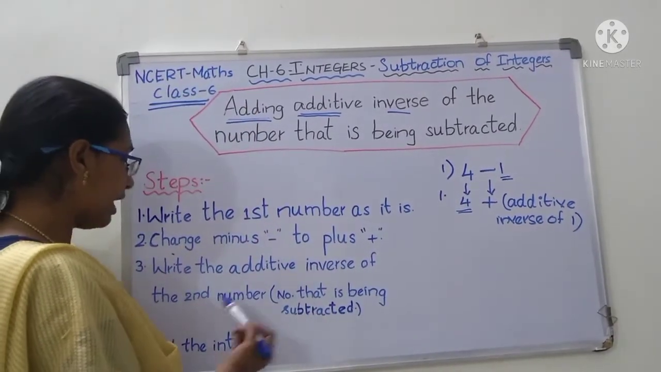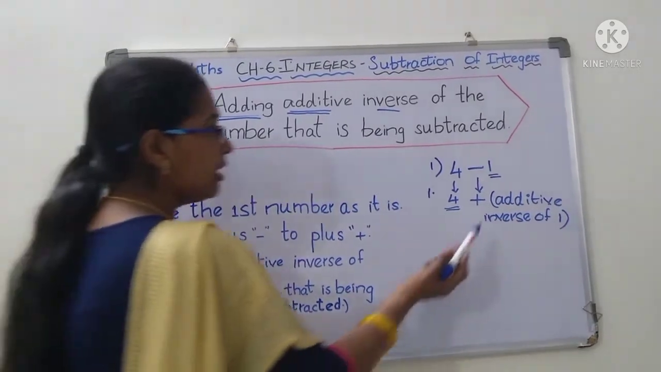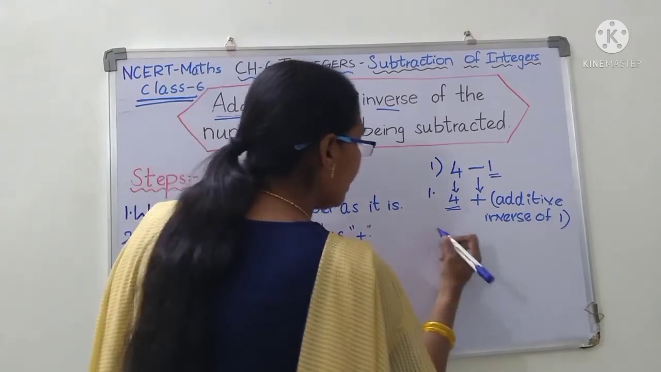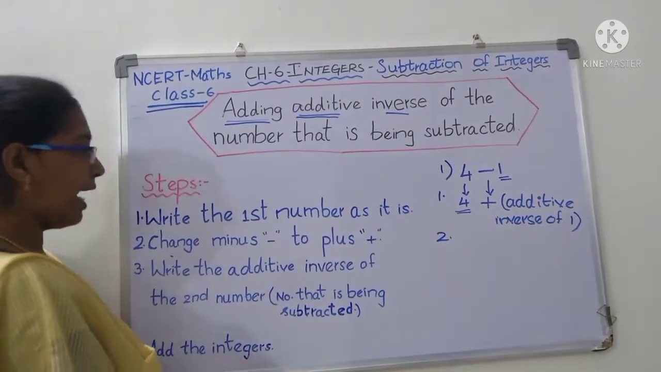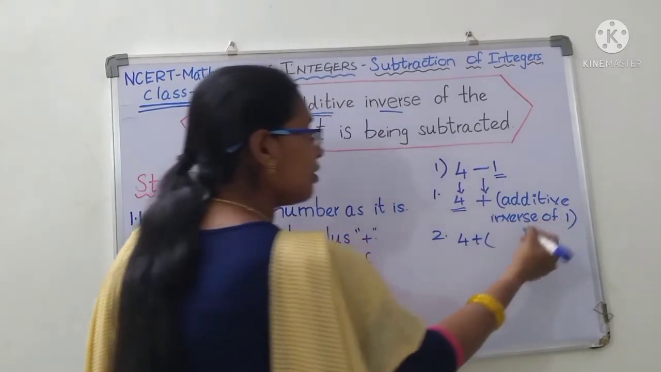Third step, write the additive inverse of the second number. That is the number being subtracted. The second number is 1. So, we will write the additive inverse of 1. Then, what do we do? Do addition. It is nothing but addition, children. 4 plus. What is the additive inverse of 1?